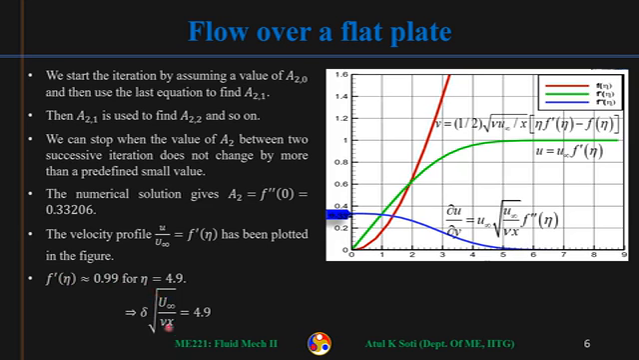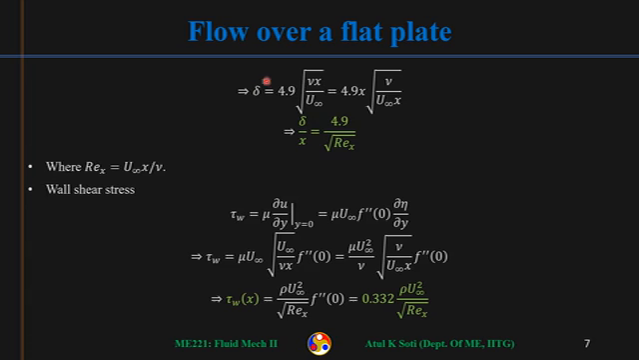So delta times this thing should be equal to 4.9. Then I can find out delta. So delta will be equal to this. Okay, and then I can multiply and divide by x in this.